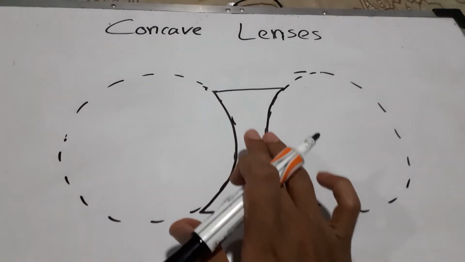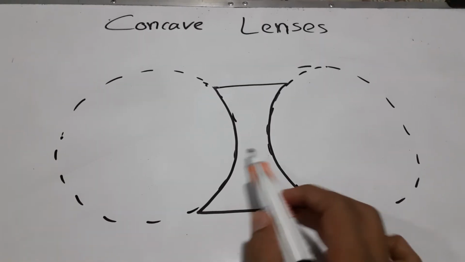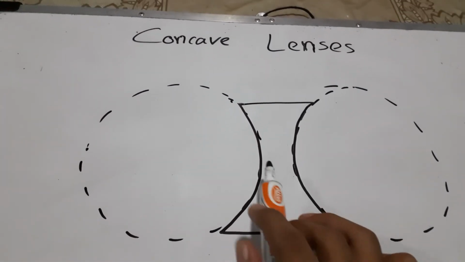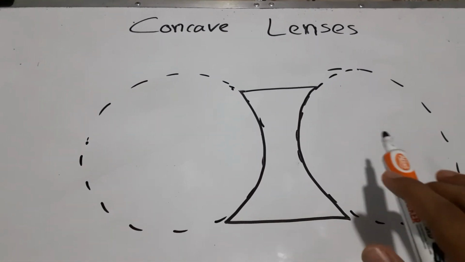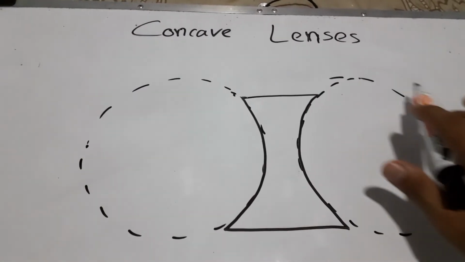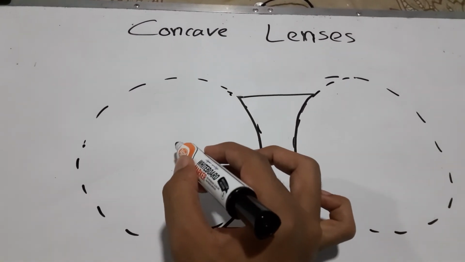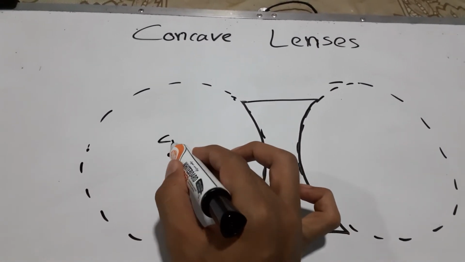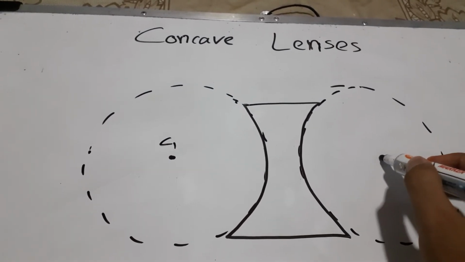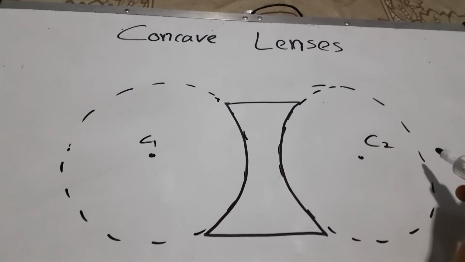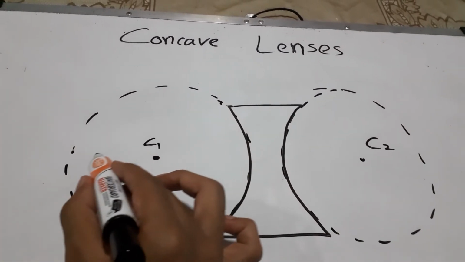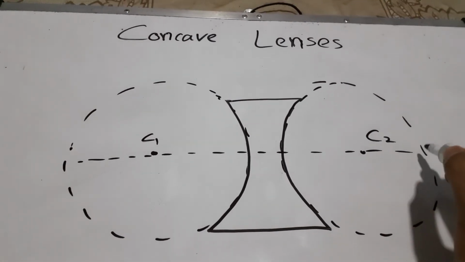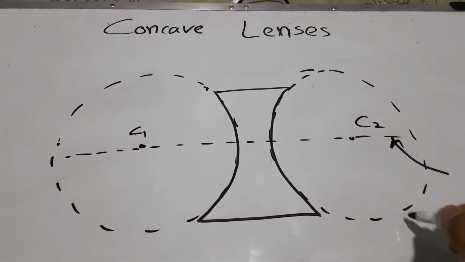So here also, when you take the concave lens, you have two concave surfaces. Like the previous example, if you draw imaginary spheres from these surfaces, you can get the center of the sphere, let's say C1. You can get the center of the other sphere as C2. As in the convex lens, here also you can join these C1 and C2 to form the principal axis.